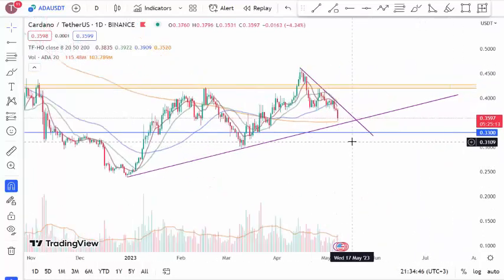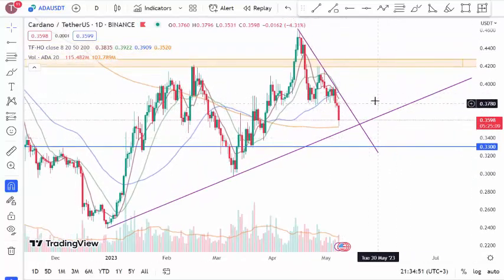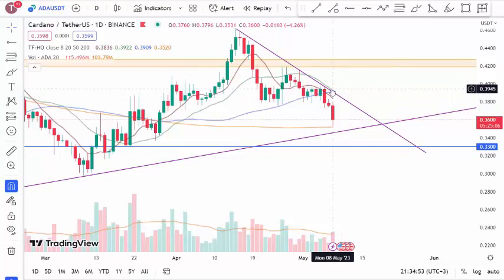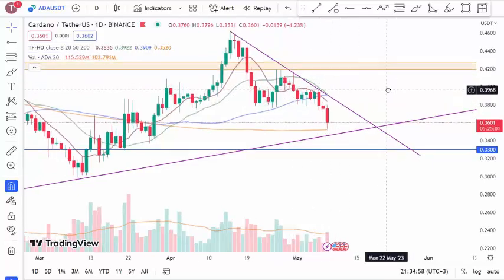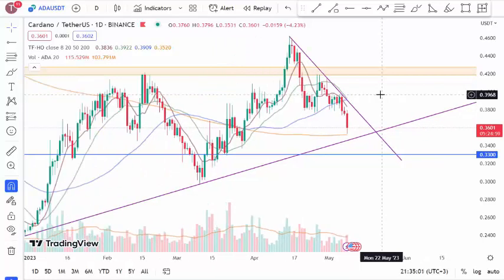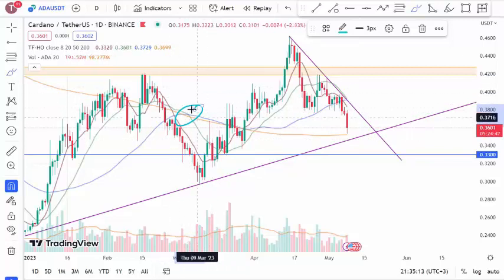to this line. Now, let's consider the moving averages. Currently, the price seems to have found support at the 200-day moving average. However, we need to pay attention to the green line, which is the 20-day moving average. It is about to cross below the 50-day moving average, suggesting that the price could continue to decline for a while. But this is not a certainty.